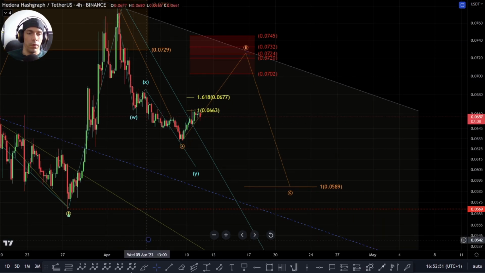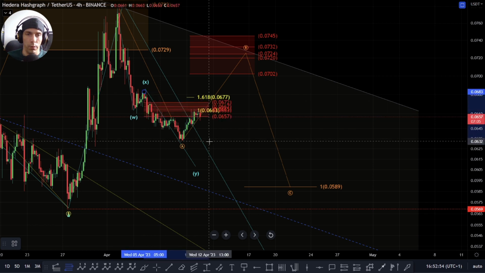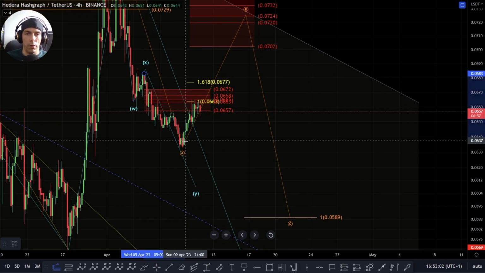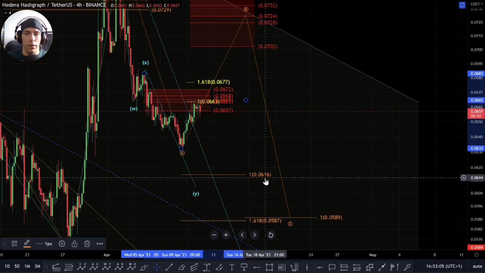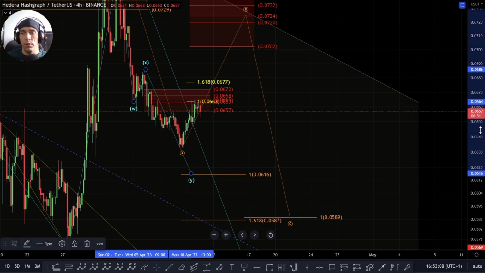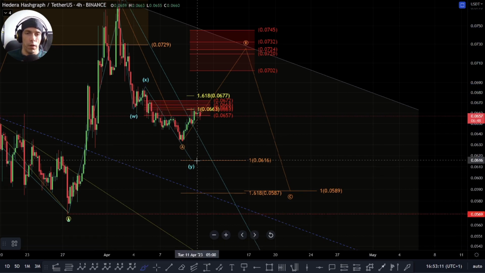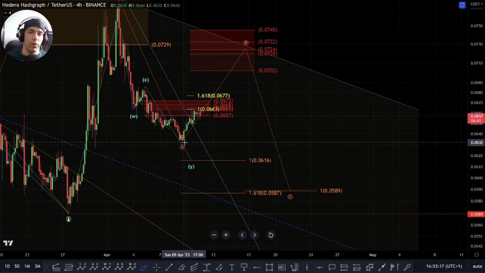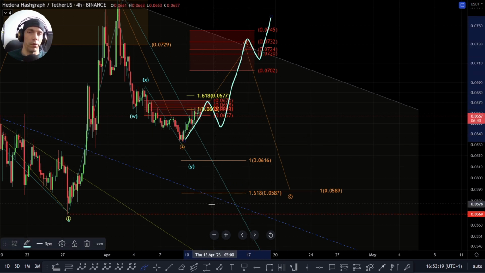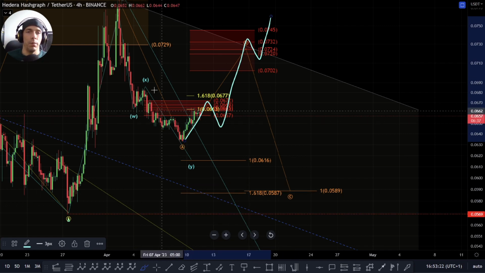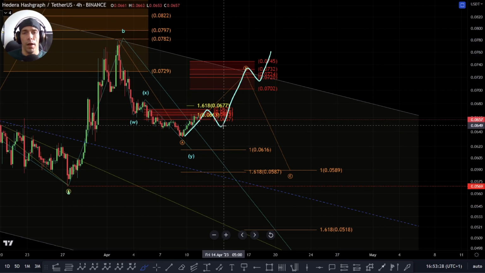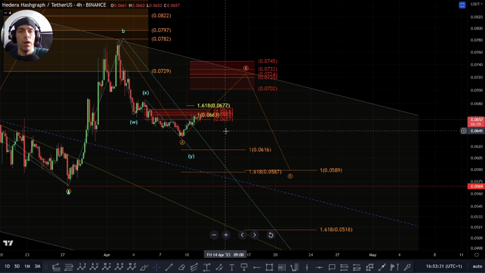So even if we do get a shallower rejection here, where we're looking for this as a WXY, potentially we form something like this as an A, a B, and a C, which could push us down to this lower target range here of this 0.616. Even if we get something like this, we still need to be cautious of the moves to the upside. We don't want to see three-wave moves to the upside, something like this. What we want to see is a nice, clean, five-wave impulsive structure developing here, getting us back above some of these key zones, getting back above this high, and then looking to progress up to those higher targets that we talked about earlier in the video.